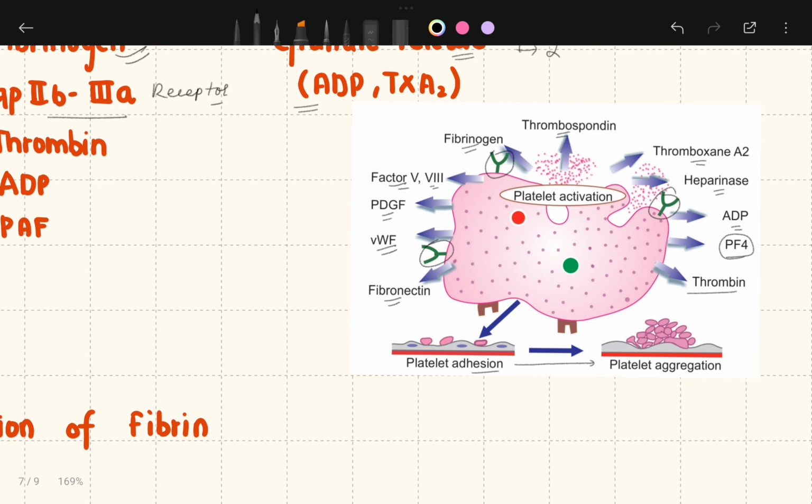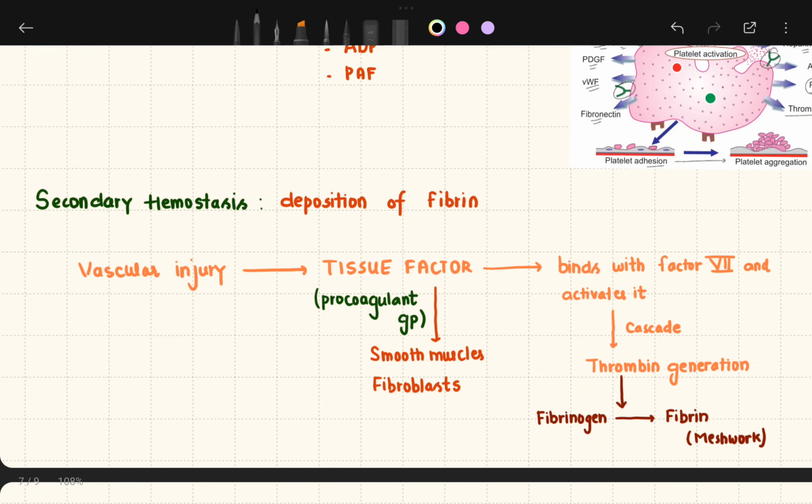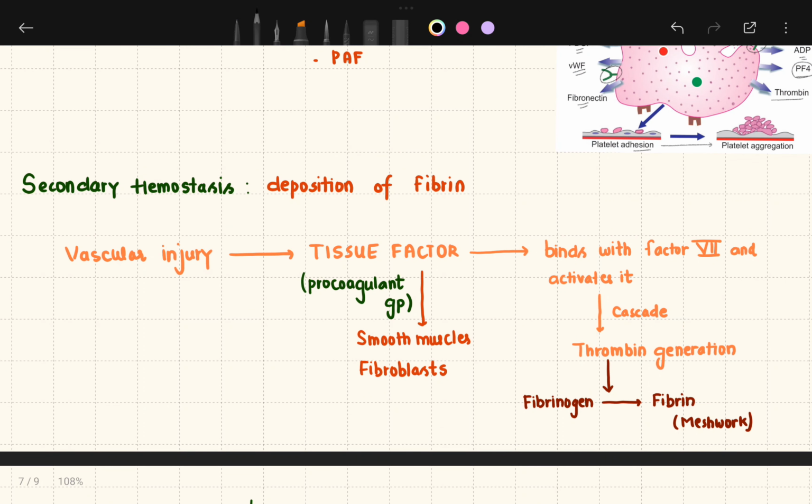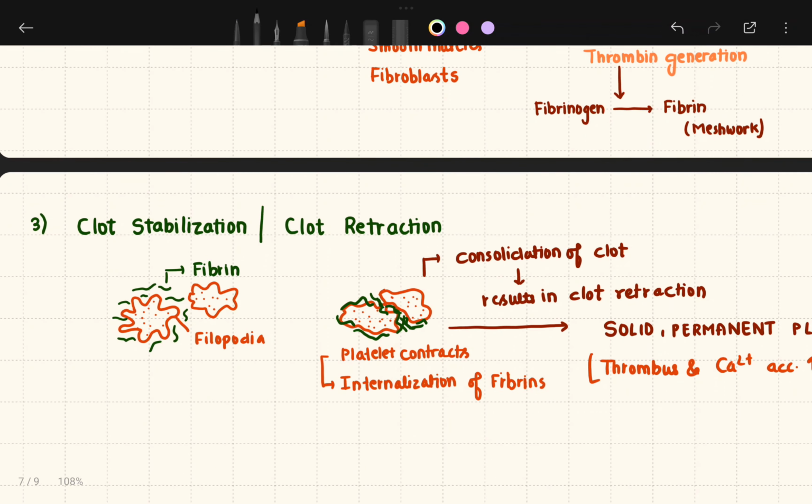on to platelet aggregation. Now the second process that occurs, that is the secondary hemostasis, which is basically the formation of the definitive hemostatic plug or the permanent hemostatic plug or platelet plug. So what happens in the secondary hemostasis? The platelets that have aggregated here, there will be deposition of fibrin over them. So in this diagram we can see how fibrin is deposited over them.